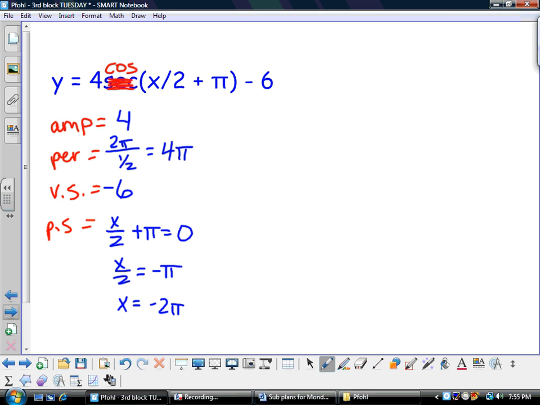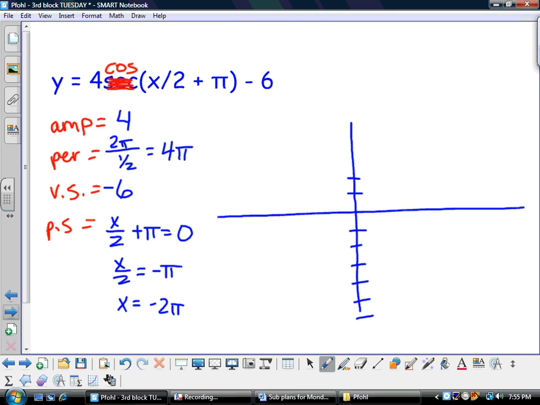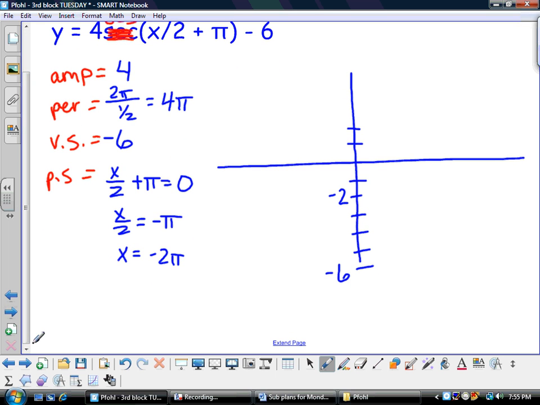So to start with, we're going to make a very light or dotted line of this cosine graph. When we make our graphs, we're going to start by marking out the midline. The midline is at -6. From there, we're going to count out the amplitude. The amplitude goes up 4 and down 4.